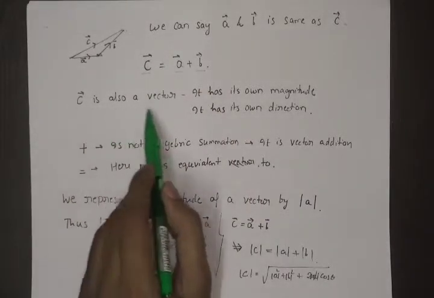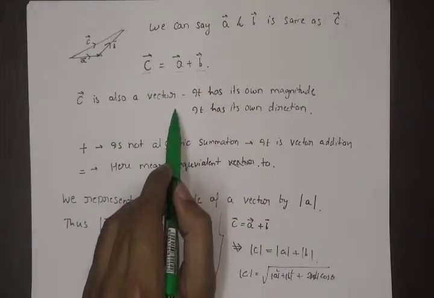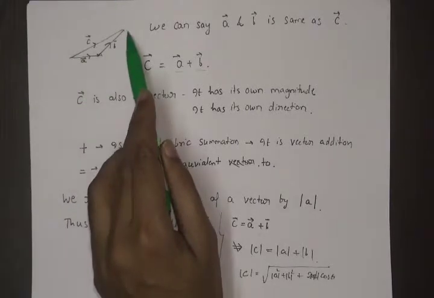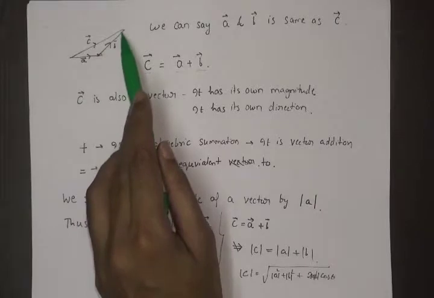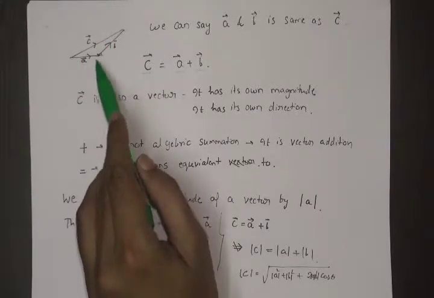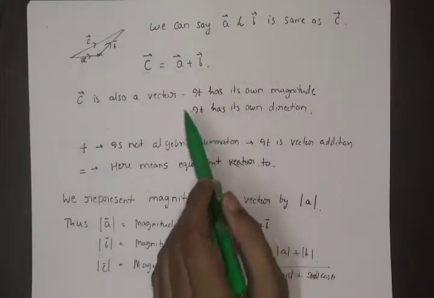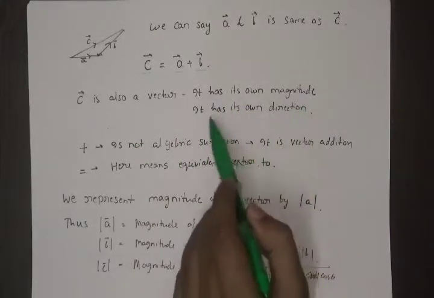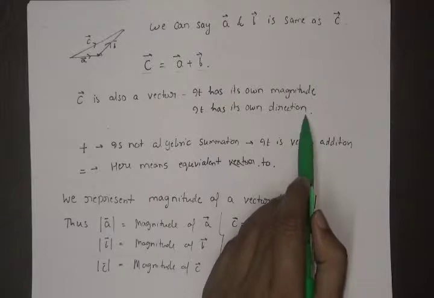Remember, C is also a vector, a different vector as compared to A vector and B vector. Why? Because the magnitude of C is different. Even the direction of C is different from the direction of A and B. C is also a vector. It has its own magnitude. It has its own direction.